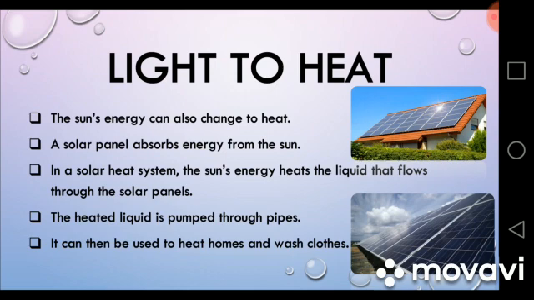In a solar heat system, the sun's energy heats the liquid that flows through the solar panel. You can see these are the solar panels which are installed on the rooftop of a house and in a desert. There is a liquid inside them, and when the liquid is heated up, it is pumped through the pipes and it can be used to heat up the home or wash clothes, and there are many other uses of it also.